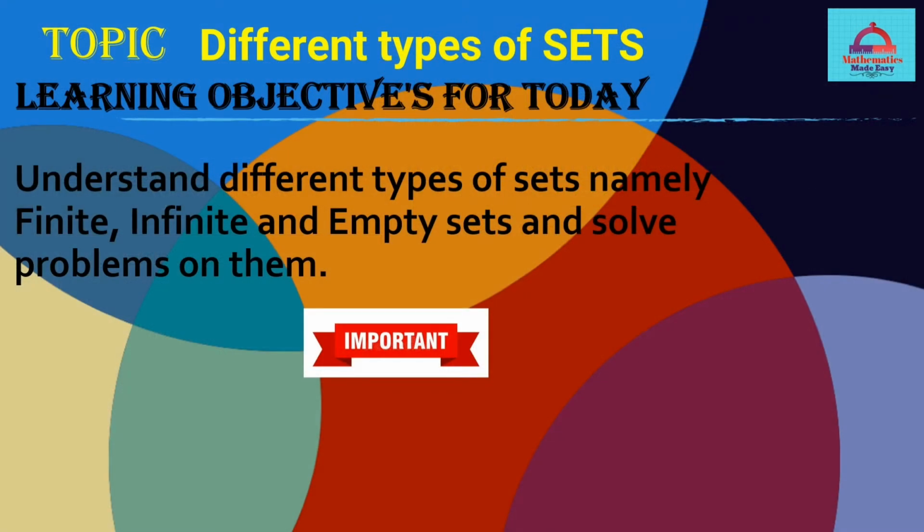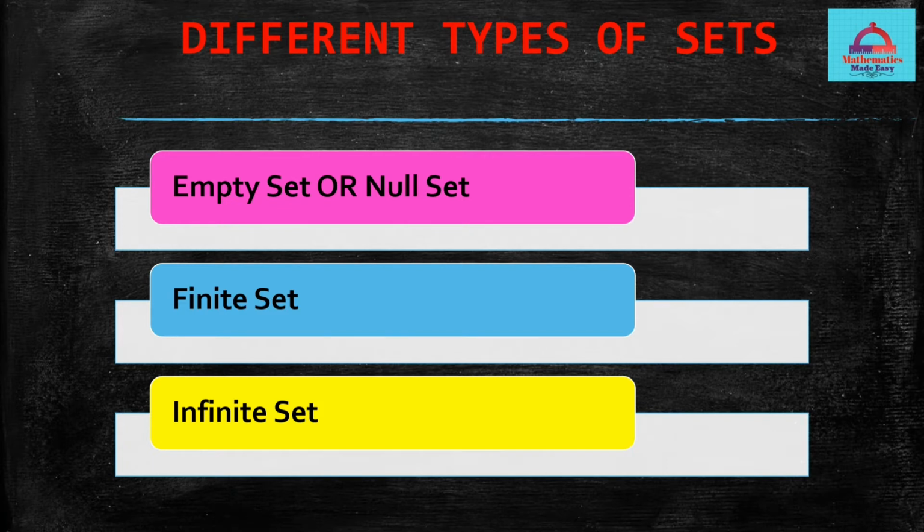Before we start the topic for today, let me give you the learning objectives. Today in the lesson we are going to understand the different types of sets, namely finite set, infinite set and empty sets, and furthermore you are going to see how you can solve problems on these three different types of sets. So let's start with the discussion. The first one is called empty set. It also has the name of null set or void set. Next is going to be the finite set, and lastly we are going to discuss infinite set.